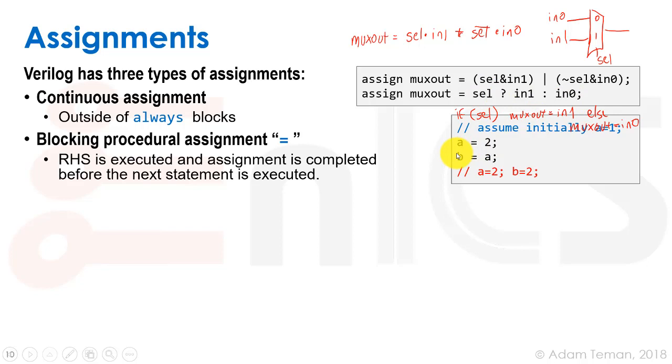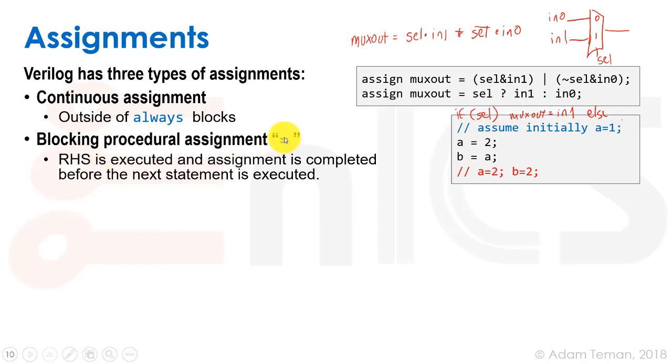Our second type of procedural block is the blocking procedural assignment, or an equals. We saw that we used equals inside assigns on the previous slide, but we didn't describe it.